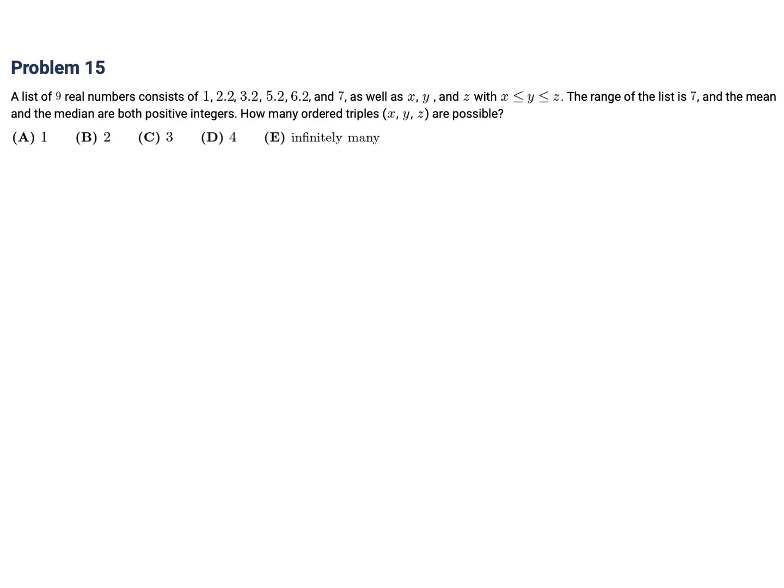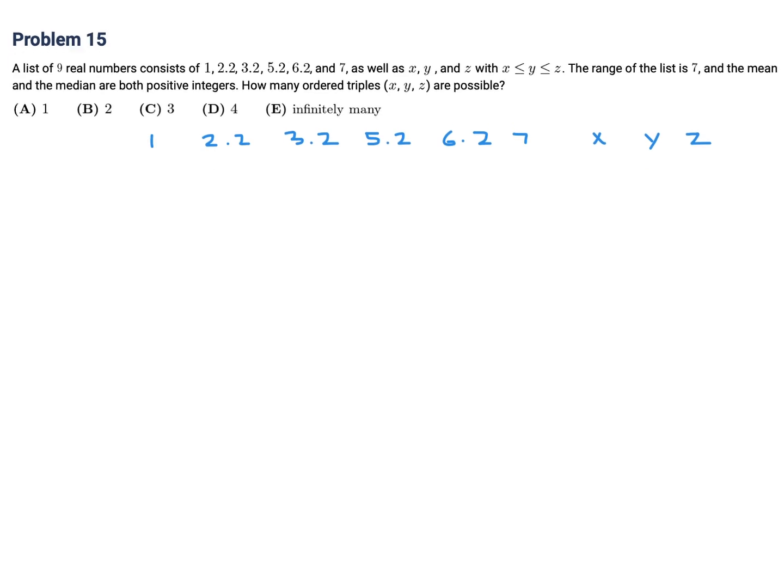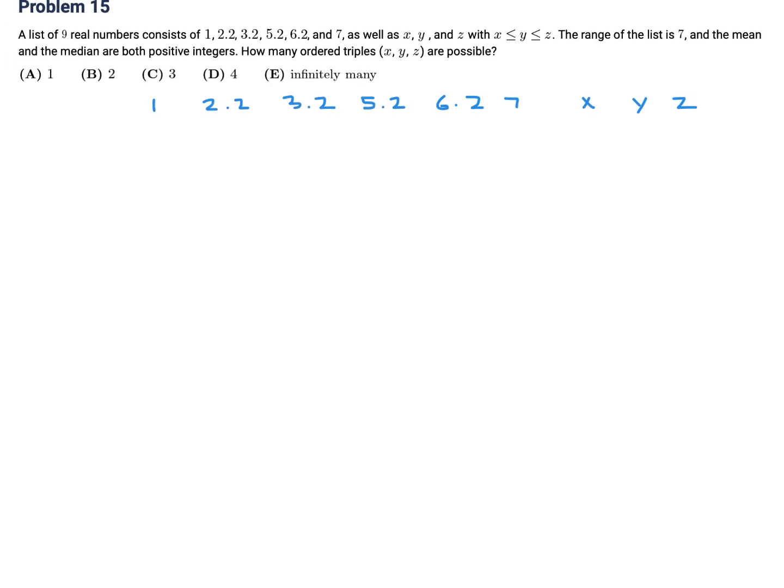Okay, so a lot of casework here, but hopefully it will not be too bad. So we've got 1, 2.2, 3.2, 5.2, 6.2, 7, and then x, y, and z. Now I don't know what order this is in, but I just put it on the screen, and hopefully we'll figure it out. And the range is 7. And what else do we know? Mean and median are integers. Okay, so we're going to have to do some casework here, I think. So let me make a table.